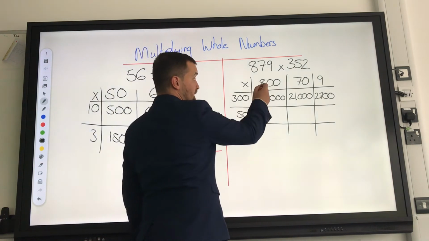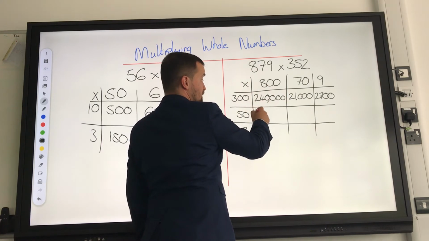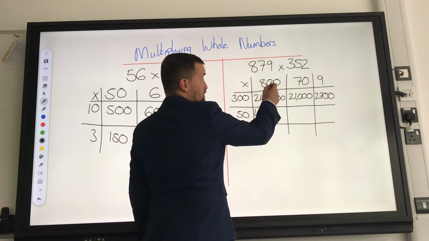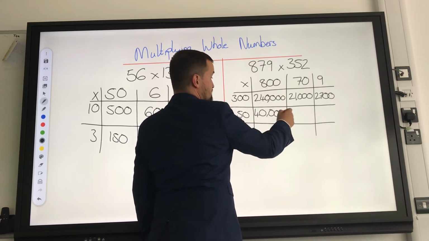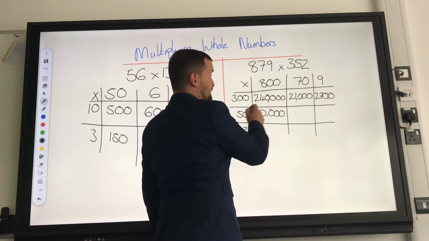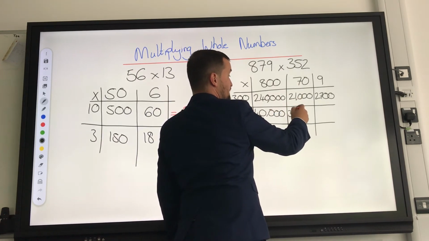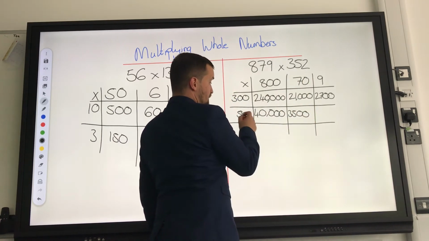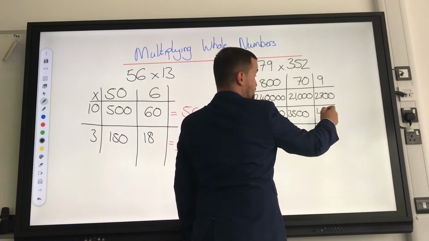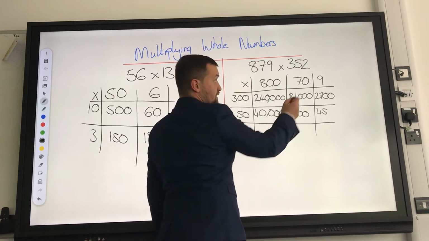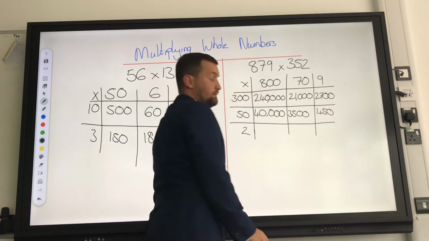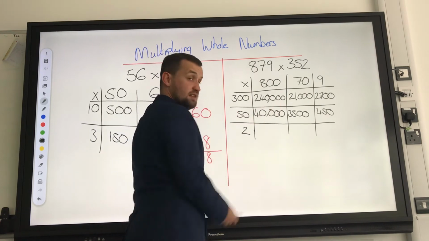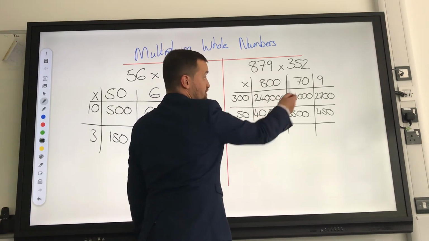So we've got 50 times 800. So we do 5 times 8, which is 40. Then we've got 3 zeros after it, so we need 3 zeros here. 5 times 7 is 35. We've got 2 zeros, so we need 2 zeros in our answer. 5 times 9 is 45, and add the 0 on the end, because there's no 0 there. So what I'm doing is splitting that: we've got 5 times 9, add the 0 on the end, and 5 times 7, add 2 zeros on the end.